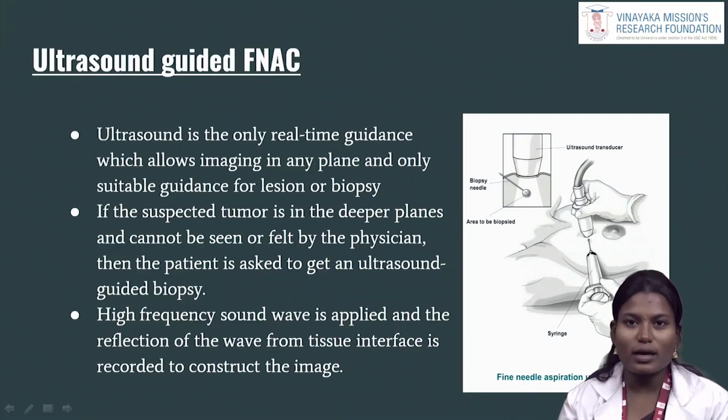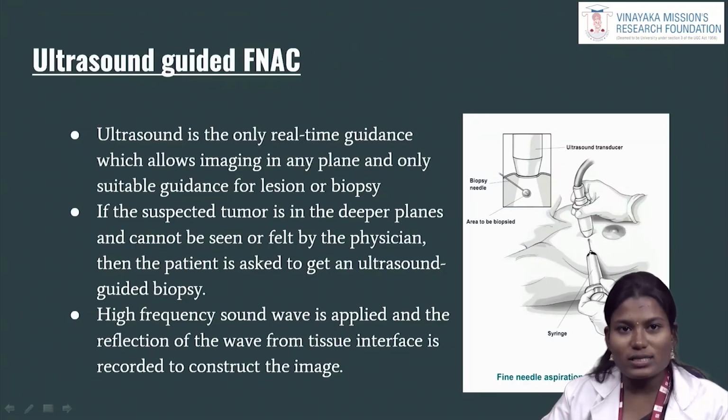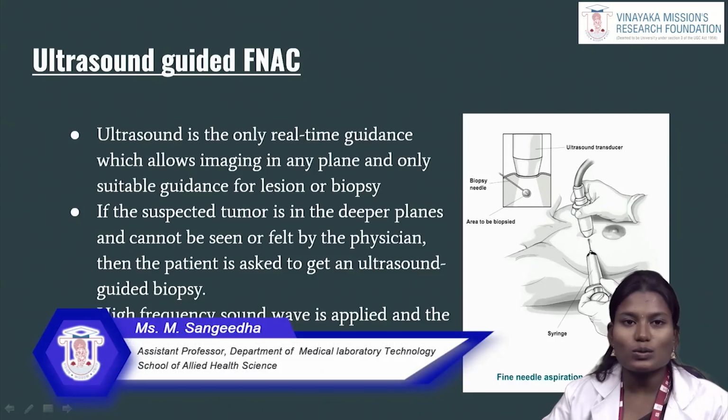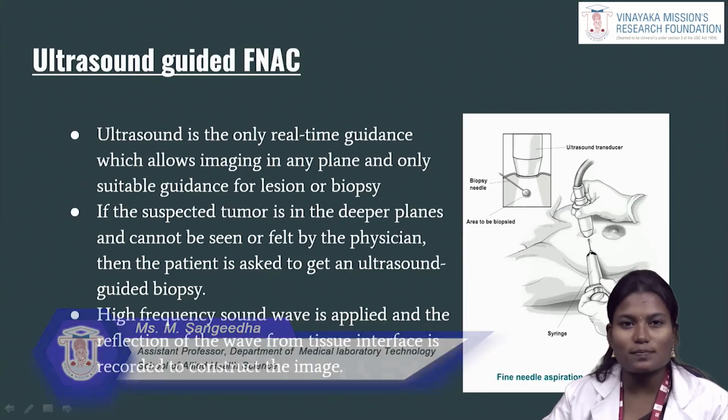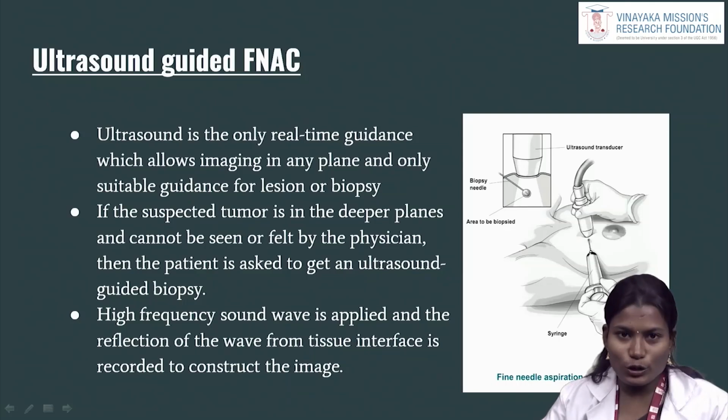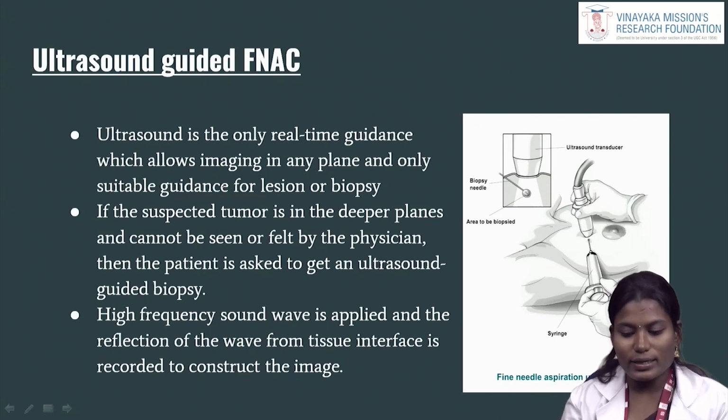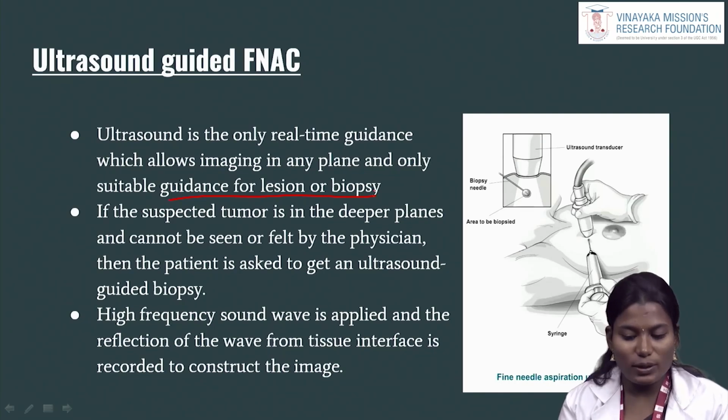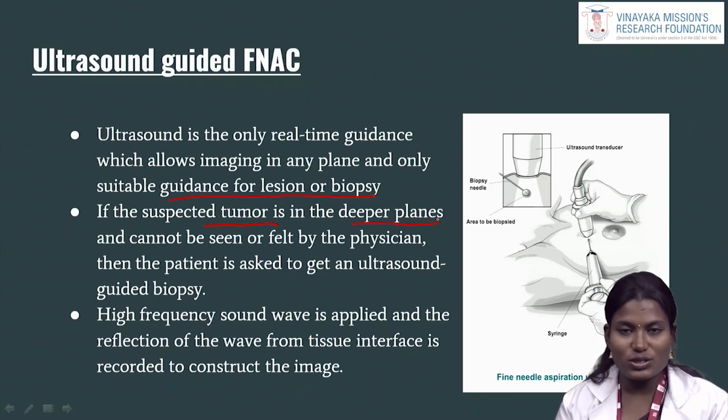These are simple techniques, and one more technique is the ultrasound technique. The last two methods, FNAC without aspiration and FNAC with aspiration, are simple and rapid methods. Here we use ultrasound to find the real cells, with real imaging, as lesion guidance to find the lesions suitable for ultrasound guidance. If a suspected tumor in the deeper planes cannot be seen or felt by physicians by physical touch, the patient is asked to get an ultrasound-guided biopsy.